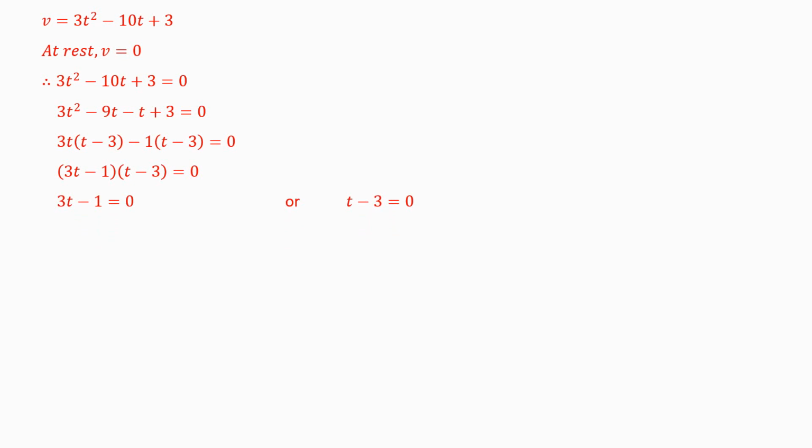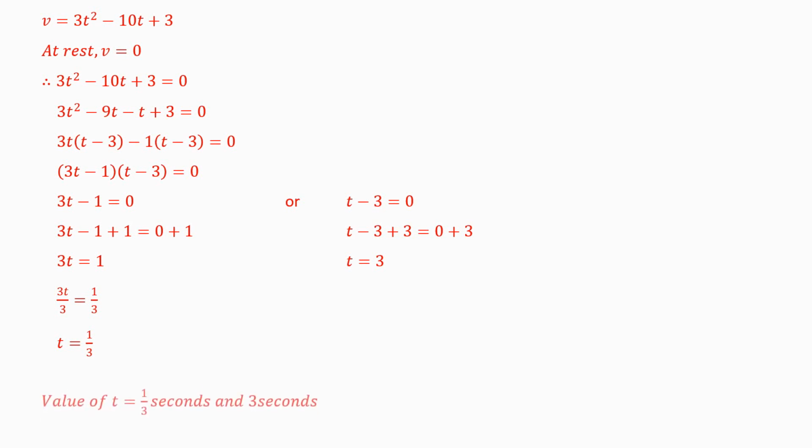In the first equation, we add 1 to both sides of the equation, and in the second, we add 3 to both sides, and that gives us 3t equals 1, or t equals 3. We solve 3t equals 1 to obtain the value of t, and t equals 1 over 3. So t is 1 over 3, or 3. So the time when the particle is momentarily at rest is at time 1 over 3 seconds and 3 seconds.